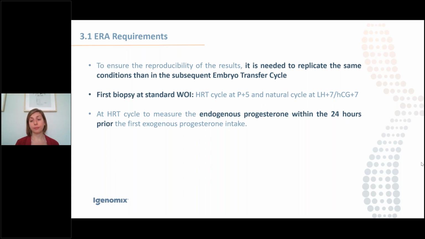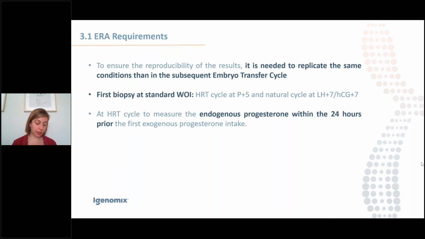Thanks, Dr. Maria. Dr. Priya, again, she asks, have you correlated serum progesterone levels on day P+5 with outcomes in cases of ERA? What is the optimum progesterone value for maximum successful outcomes?